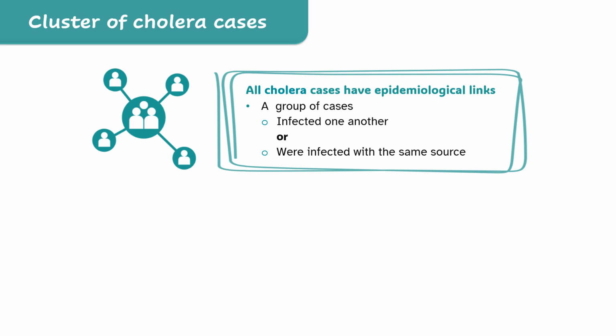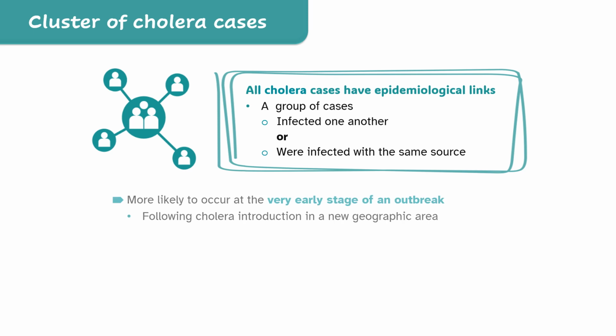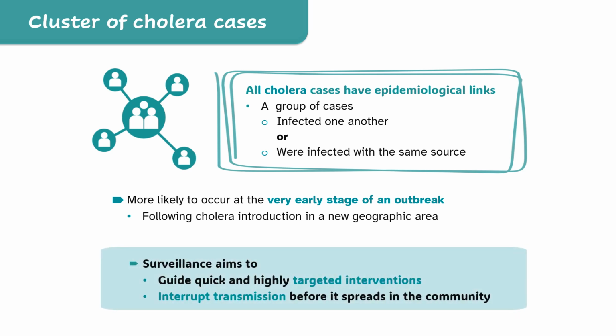A cholera cluster is when all cases have epidemiological links. This corresponds to a group of cases who infected one another or were infected with the same source. Clusters are more likely to occur at the very early stages of an outbreak following the introduction of cholera in a new geographic area. A cluster is a type of outbreak which requires strong surveillance efforts in order to guide quick and highly targeted interventions around the cases. This aims to interrupt transmission before it spreads in the community and becomes more challenging to control.